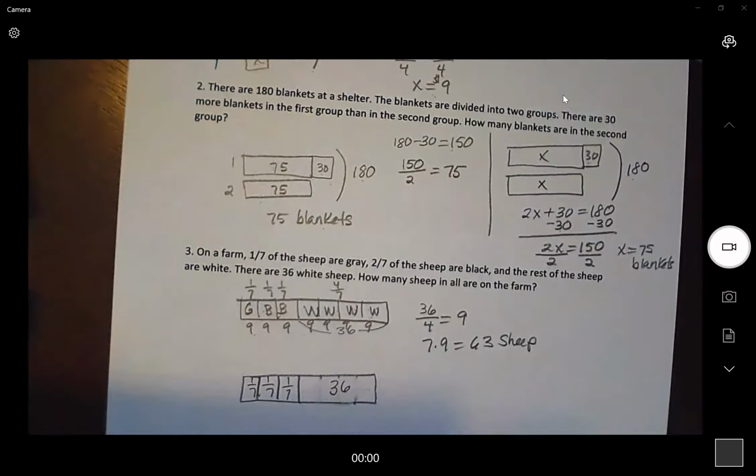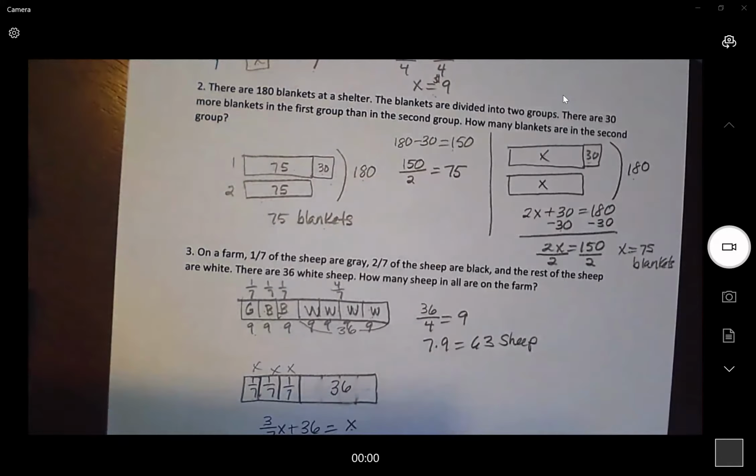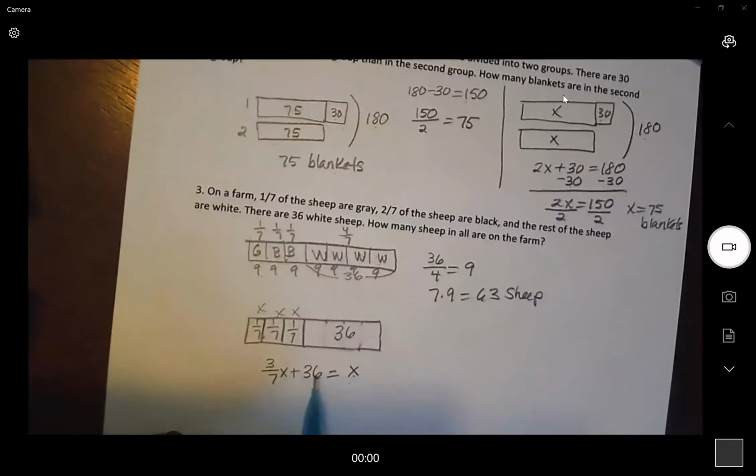So when I bring these together, these are the unknown parts right here, but we do know that they're in 7ths. So what I can do is take 1, 2, 3 sevenths x, or I could say 1/7 x plus 1/7 x plus 1/7 x, and that plus 36. And what we want to know is what is the total? That's our other unknown. We know parts of it, but we don't know exactly what the total is.